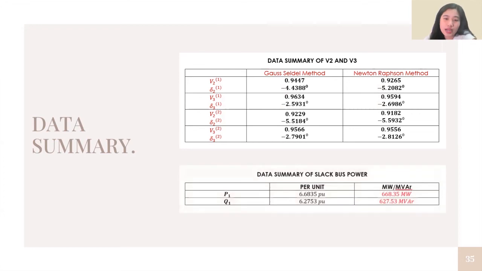So that's it. As for the slack bus, we just included the slack bus power, because we used it in getting the values of the line losses and line flows in real and reactive power. Our per unit is 6.6835 PU and for our reactive that's 6.2753 PU. To change it into MW or MVAR, multiply by 100. So for our real power, that's 668.35 MW. For our reactive power, that's 627.53 MVAR.